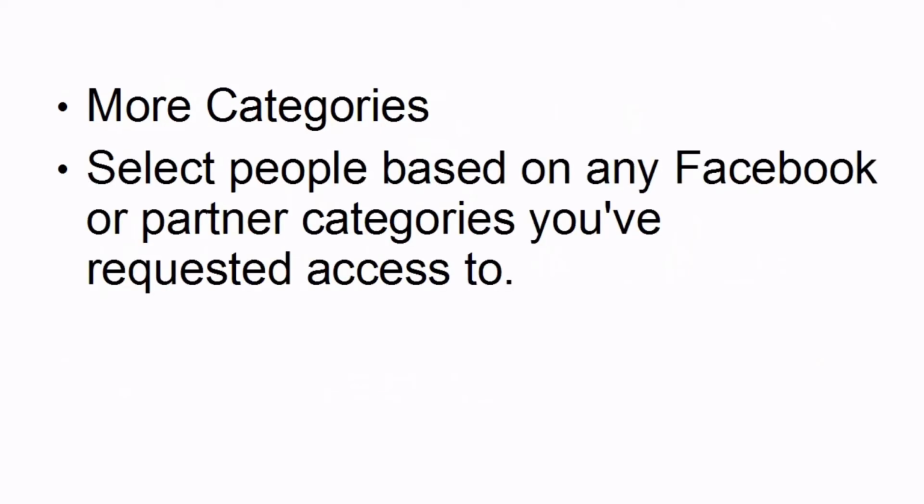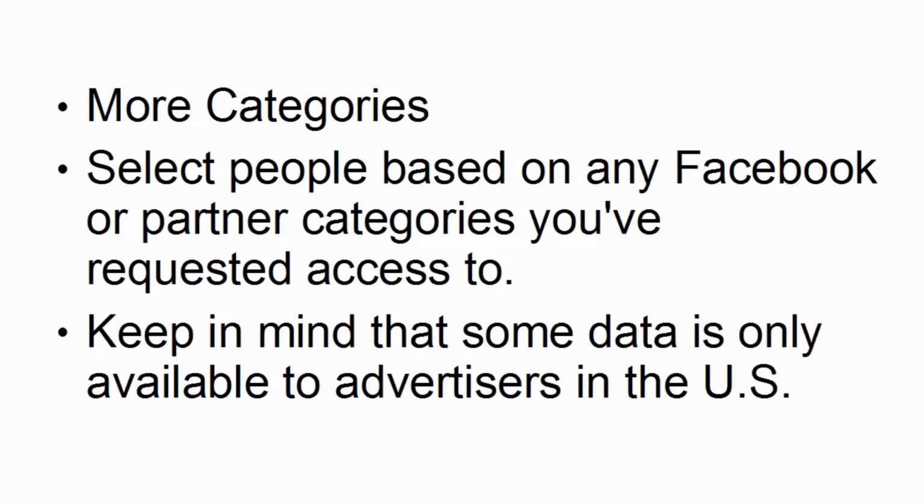And of course there are more categories as well. You can select people based on any Facebook or partner categories that you've requested access to, although you need to keep in mind that some data is only available to advertisers in the US, because Facebook is of course a US based company and data protection laws apply in various places.